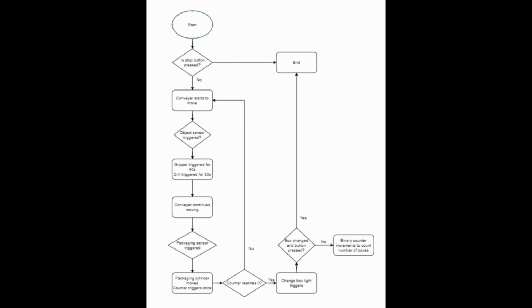When the counter reaches 0, which means the counter is yes, the change box light will be yes. When the change box button press is yes, it will reach the end. If the change box button press is no, the binary counter increments to count the number of boxes. If the stop button is yes, all the system will end and stop.